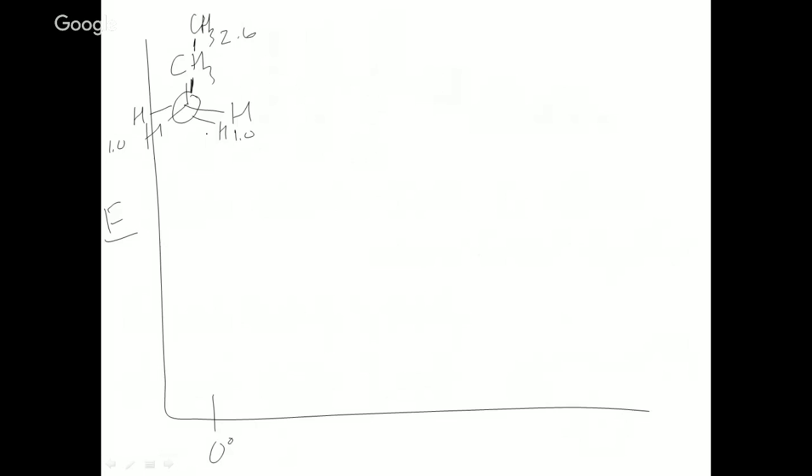It's all relative. 6 kcals. We're going to get to 0 when we get the methyls completely apart from each other. So 4.6. This is an absolute maximum, an energy max. Here is a local minimum. And here, this is where the gauche comes in.